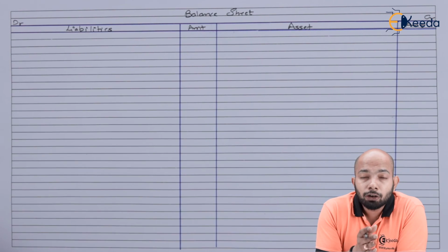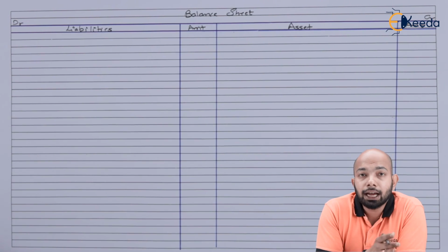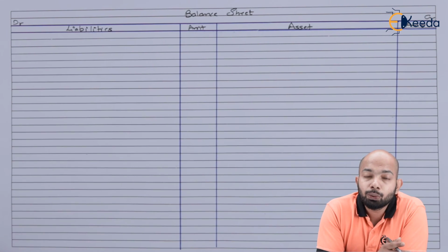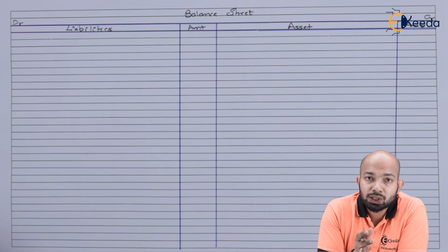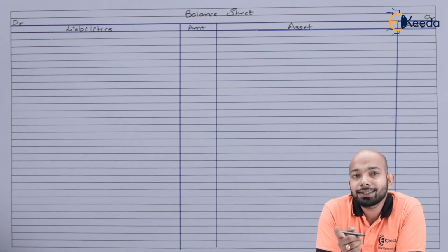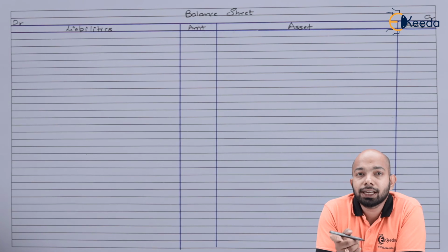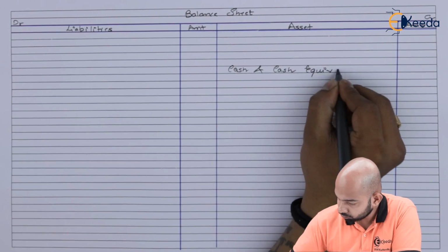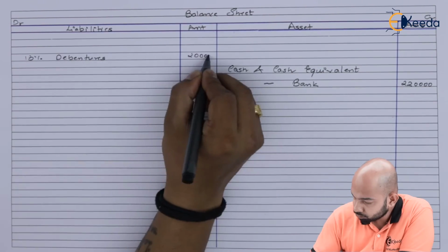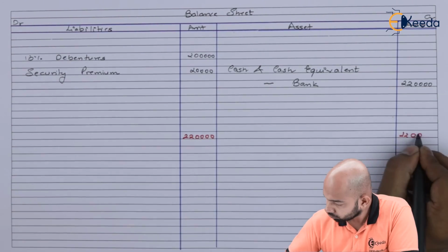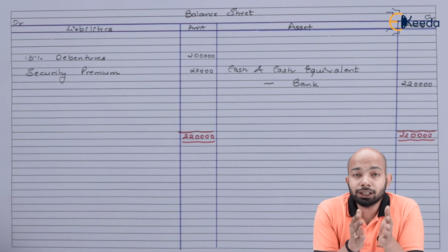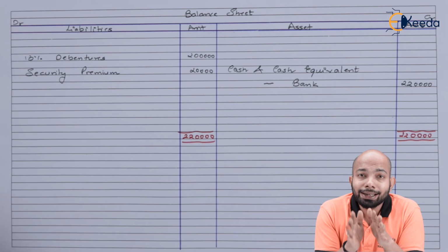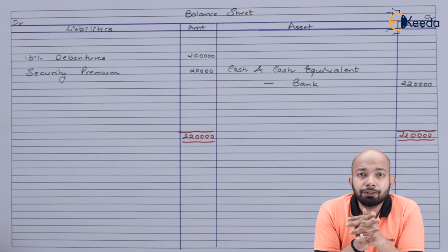Now, when it comes to preparation of balance sheet, on the liabilities side, we have debentures and securities premium. Securities premium will be 20,000 and total of debentures is 2 lakh rupees. Similarly, on the asset side, we have bank, or rather cash and cash equivalent, which is 2,20,000. So let's mention that. So the final total that came up for the balance sheet is 2,20,000. We have mentioned this here and this marks the closure of this specific illustration.